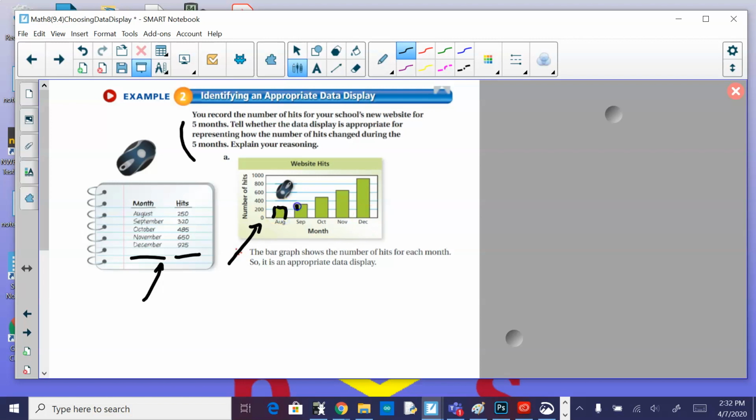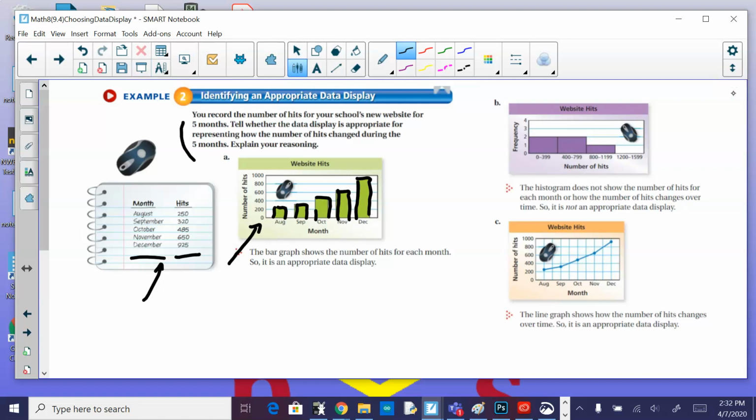The other thing that's good about it is that the bars happen to be the same size. They're the same width. Okay, that makes it like we're comparing things that are similar, when we have bars that are the same width. They're not the same height, but they're the same width.